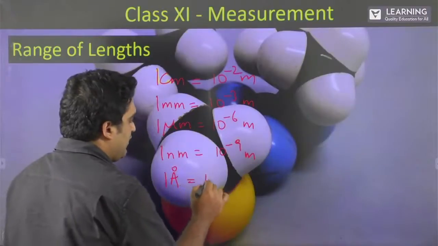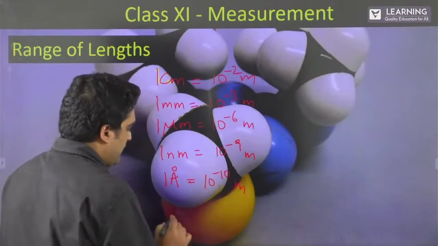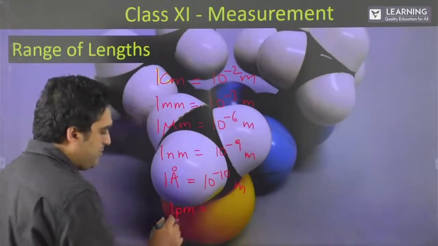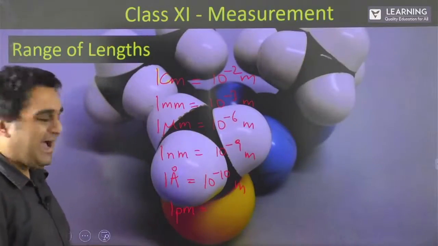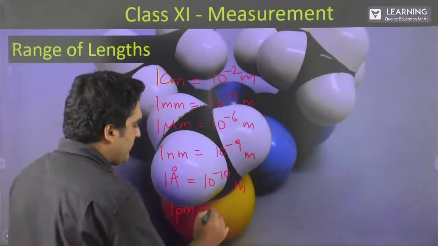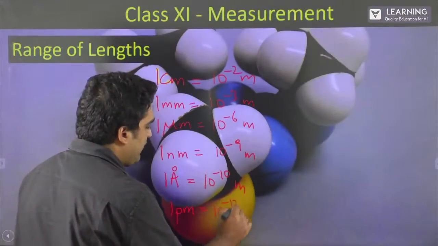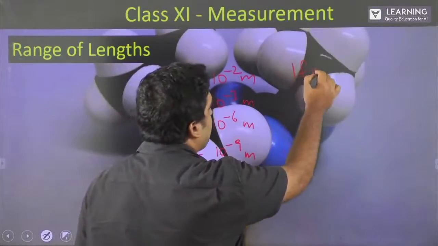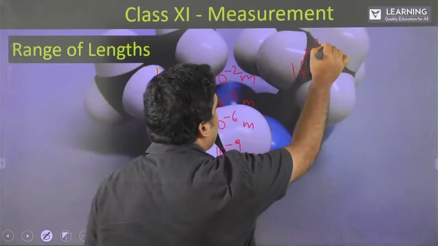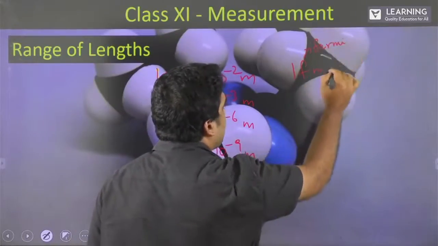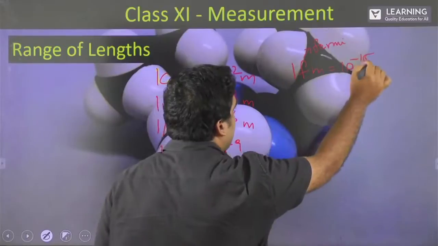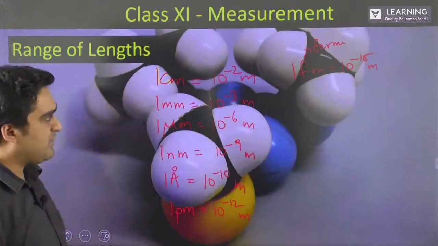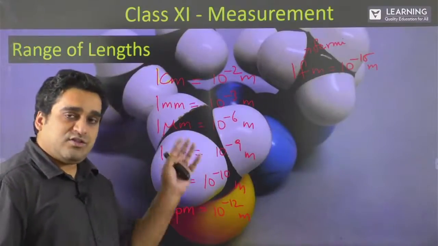which is of the order 10 raised to minus 10 meter, then 1 picometer, P-I-C-O, picometer of the order 10 raised to minus 12 meter, and 1 fermimeter, fermimeter of the order 10 raised to minus 15 meter. So these are the smaller scales. These are the range of small scales.